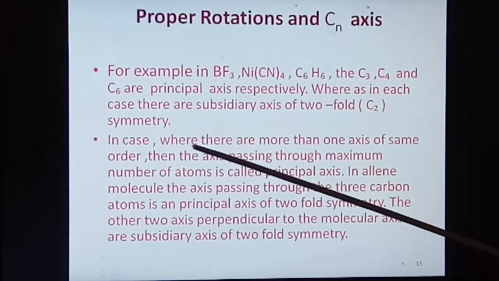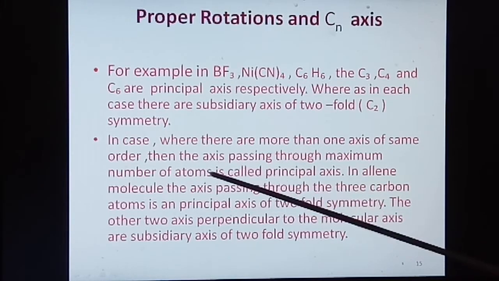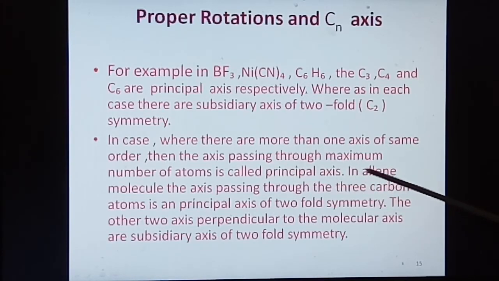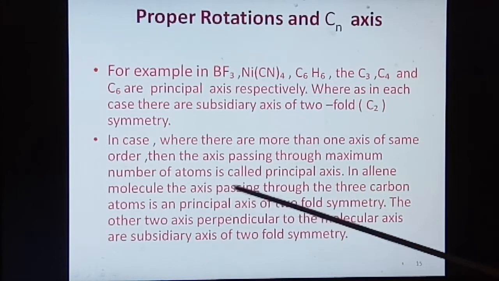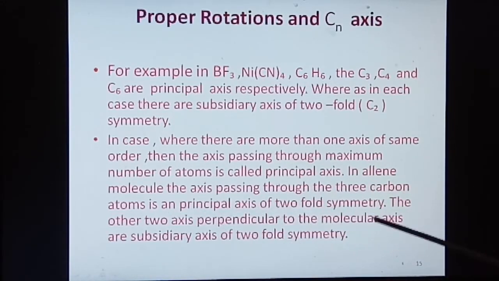In cases where there is more than one axis of the same order, then the axis passing through the maximum number of atoms is called the principal axis. For example, in the allene molecule, the axis passing through the 3 carbon atoms is the principal axis of twofold symmetry. The other two axes perpendicular to the molecular axis are subsidiary axes of twofold symmetry.